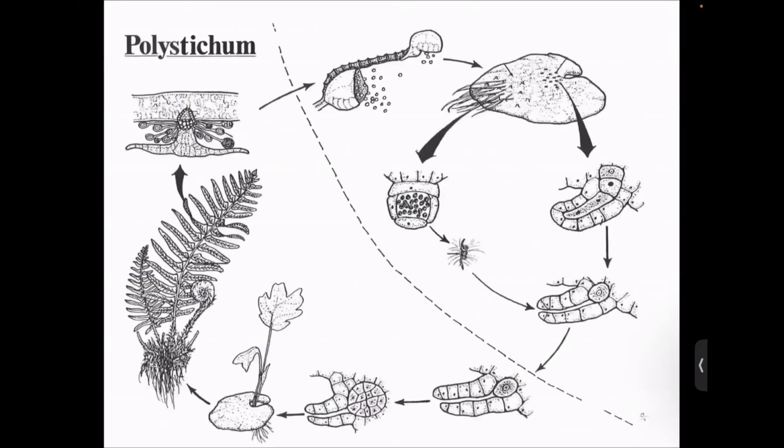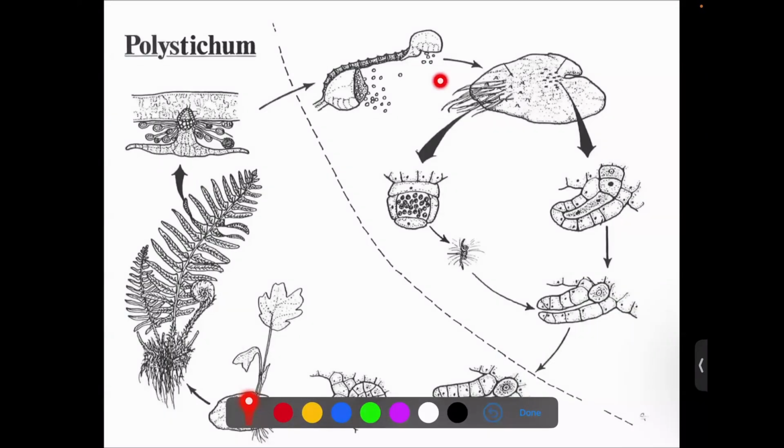Let's look at a fern by contrast. So here we have a fern capsule that's dispersing its spores. They blow in the wind. Most fern spores are also almost immortal, and they fly all over the place. And if a spore lands in a place that's appropriate, a very lucky spore lands in a place that's appropriate, it'll grow up to be a gametophyte.